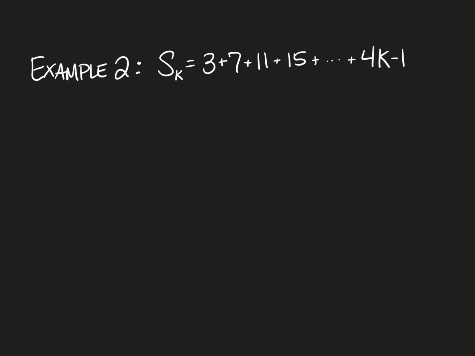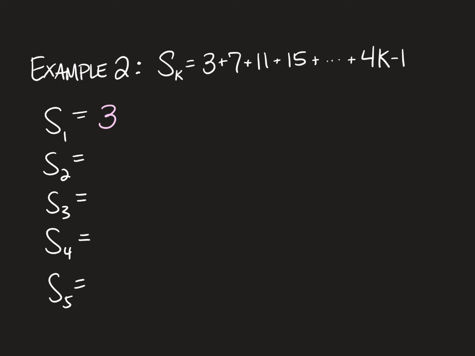So let's do what we did on the previous few and find the first few terms. We'll go up to the fifth term. This one's not too bad to find 5 terms on it. All right, so S sub 1, that is just 3. S sub 2, that's going to be 3 plus 7, which is 10. S sub 3, that's 3 plus 7 plus 11, which is 21.